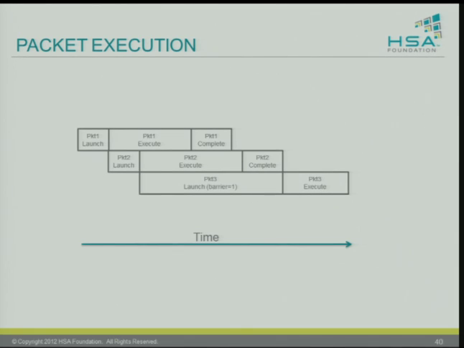Here's a simple example over time of what this might look like. So we have 3 packets, packet 1, packet 2, packet 3. And in this case, packet 3 depends on packet 1 and packet 2. So it's going to consume some of the results from those previous packets.